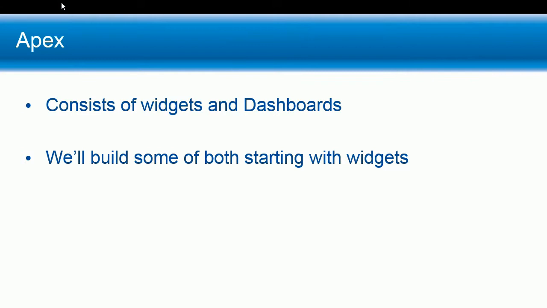So we're going to actually build a few here in just a second. In its simplest form, Observer Apex consists of widgets, and then we combine widgets together to create dashboards. And then those dashboards give us different views of the data that we've collected from our trending information from our probes, GigaStors, Observer infrastructure. And so we're going to go ahead and build some, starting with widgets.